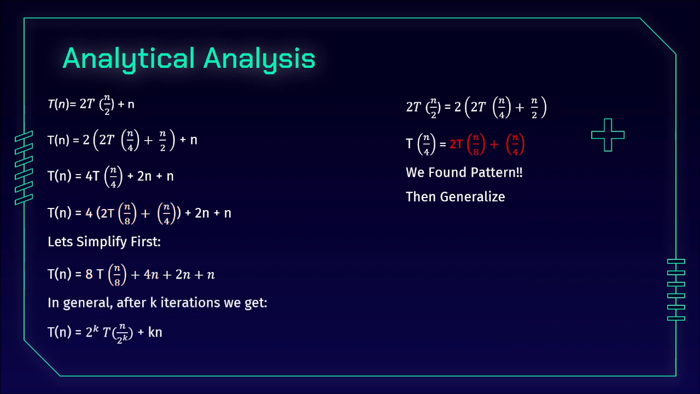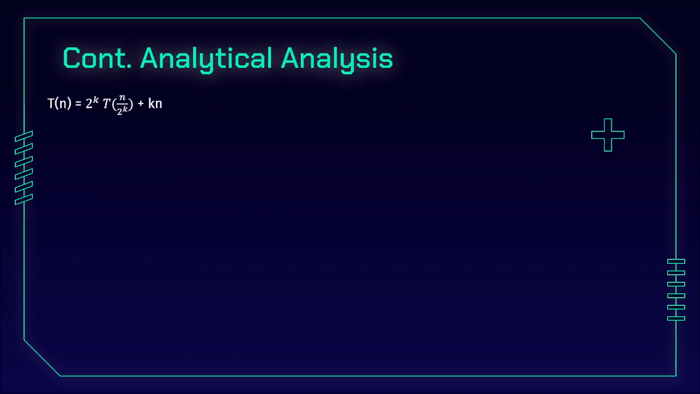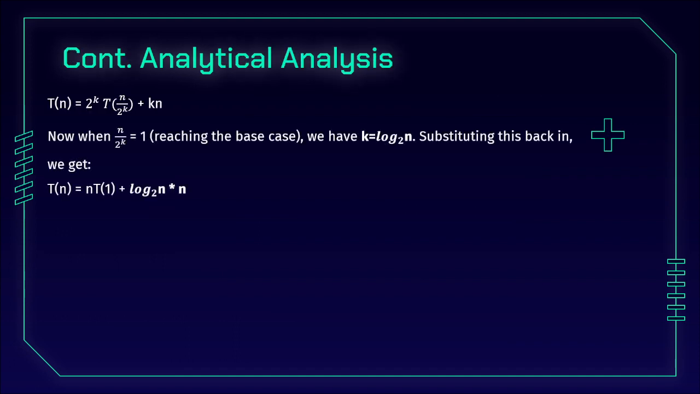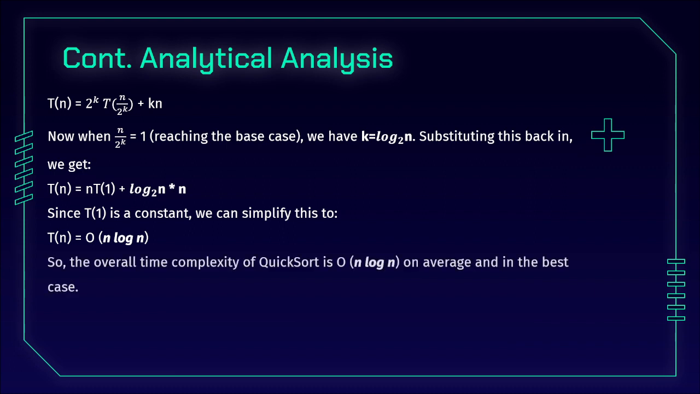In general, after k iterations we get T(n) equal to 2^k times T(n/2^k) plus kn. Now when n/2^k equals 1, it means it reached the base case, then we have k equal to log n, so we get T(n) equal to nT(1) plus n log n. And since T(1) is constant, we can simplify the equation to n log n. So, the overall time complexity of quicksort is O(n log n).